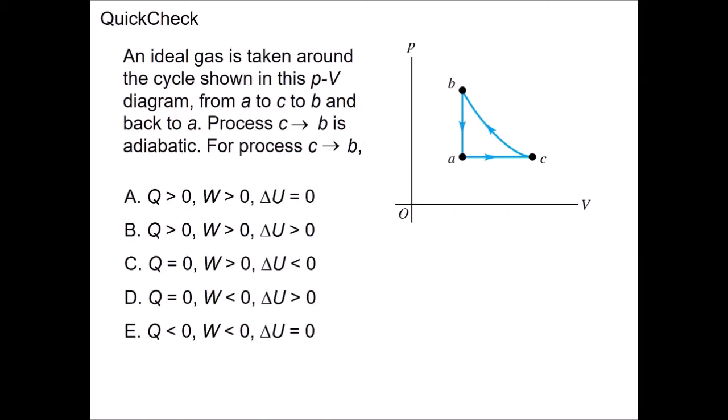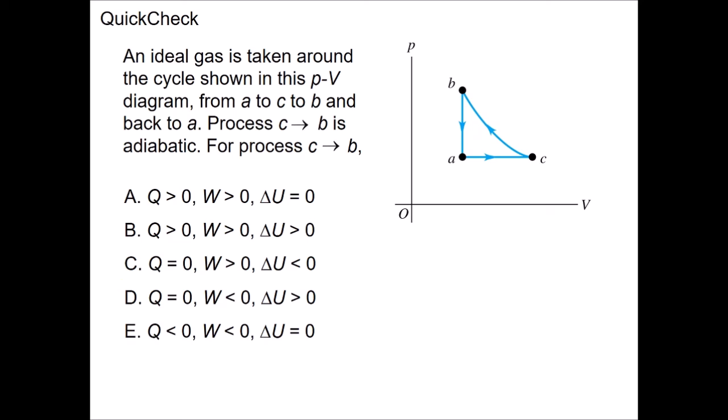Right. Question for you here. An ideal gas is taken through the cycle in the PV diagram. So we go A, C to B, back to A. So it's a cyclic process. Process CB is adiabatic. Oh, that's nice. For process CB, what's happening here? Well, think about this for a moment. The answer here is D.